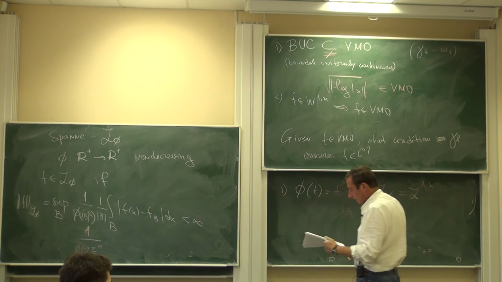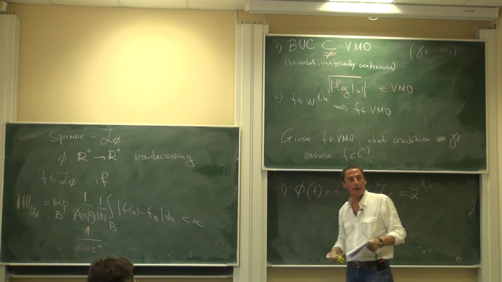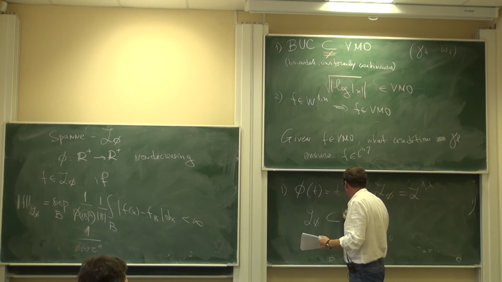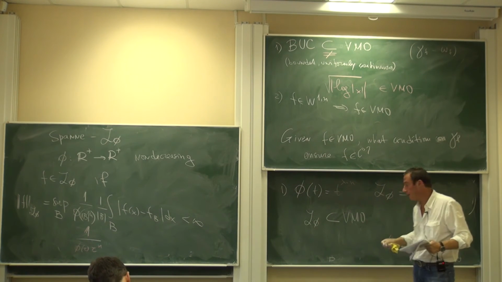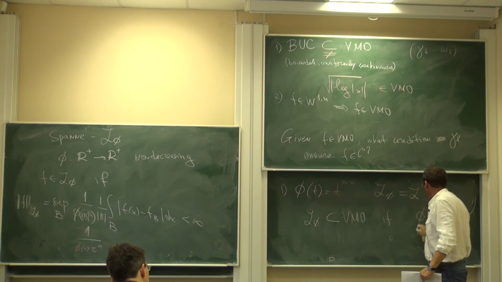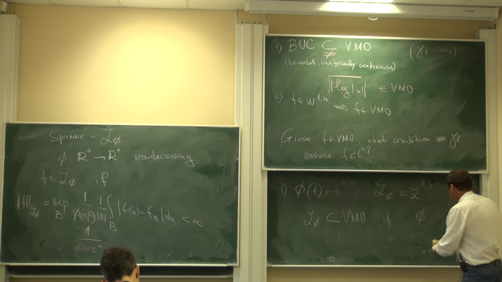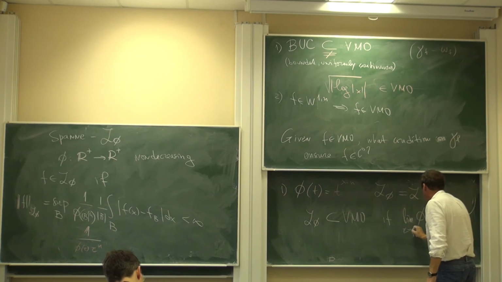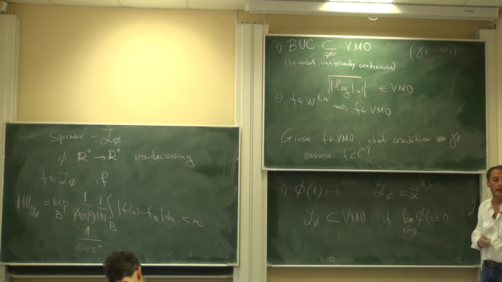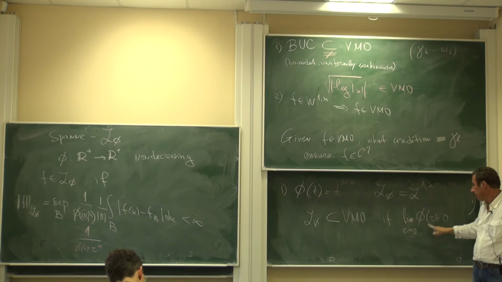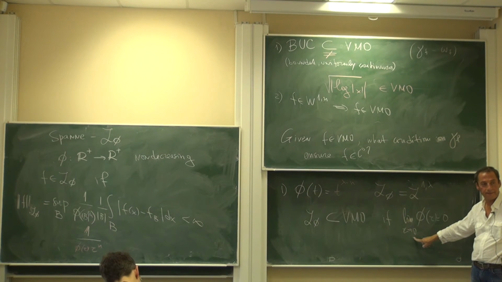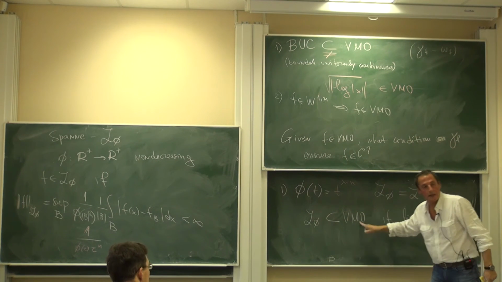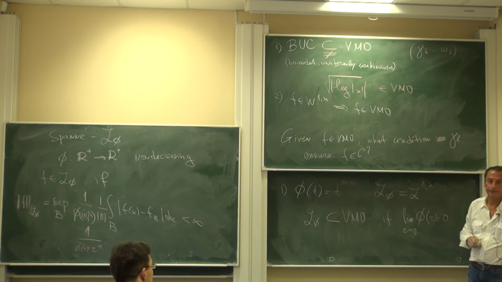We are almost out of time. So it is not difficult to get this result, that the space L phi is included in VMO if the function phi is infinitesimal at 0, if it tends to 0 as the argument approaches 0. In this case, if you have this condition, then this space is included into VMO.